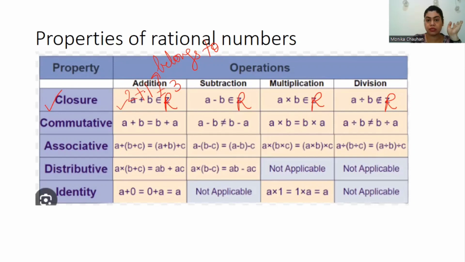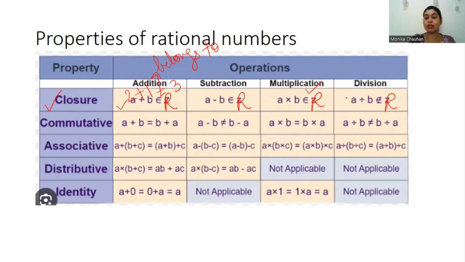They are rational numbers. Now next, a minus b belongs to rational numbers. When you subtract two rational numbers, you always get a rational number. Answer is yes, you always get it. When you multiply a into b, when you multiply two rational numbers, you will get a rational number. Answer is yes. Okay, 2 into 1, 3 into 4, 1 by 2 into 1 by 3, which is 1 upon 6.